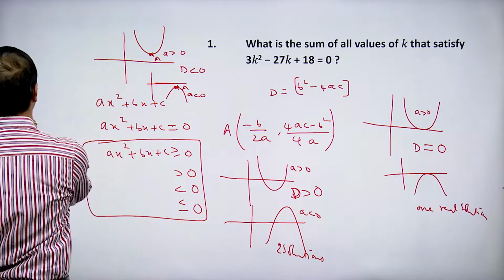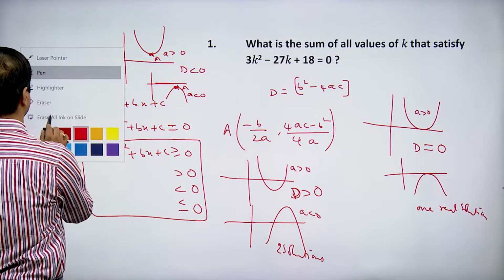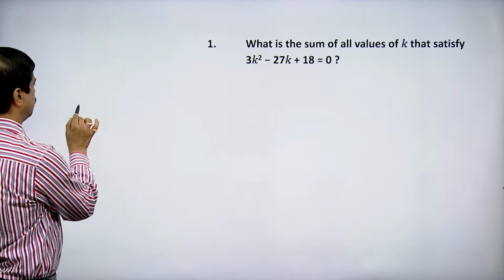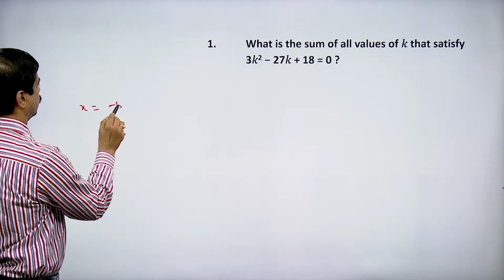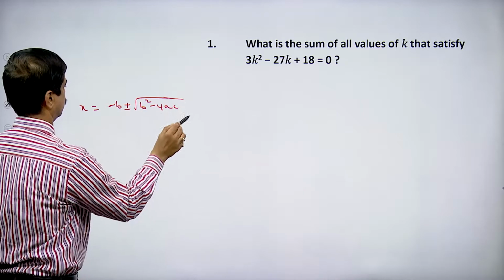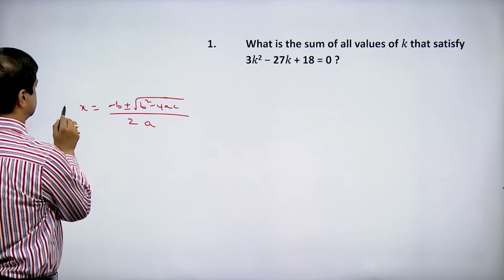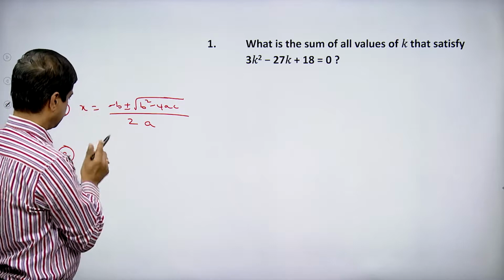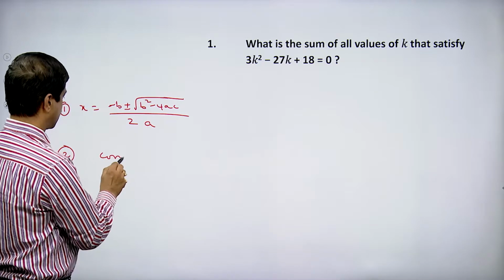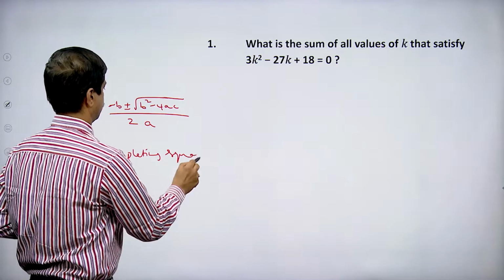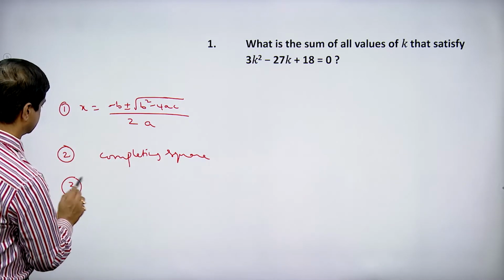Okay. So solving of equations can be done by three different ways. Formula, this is the first method. The second method is completing the square, and the third method is factors.